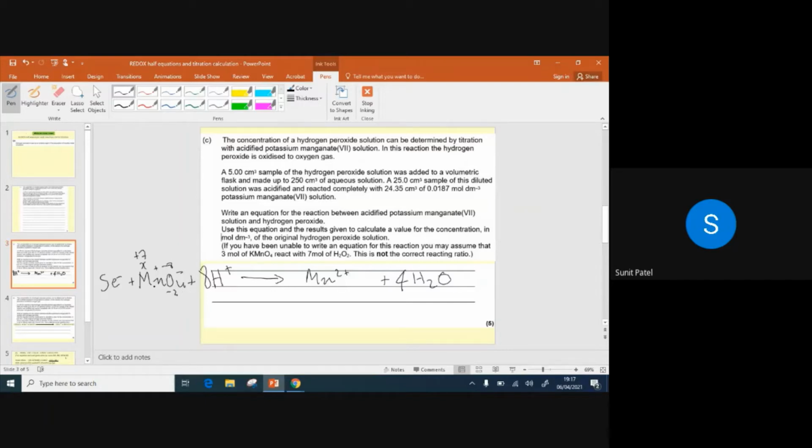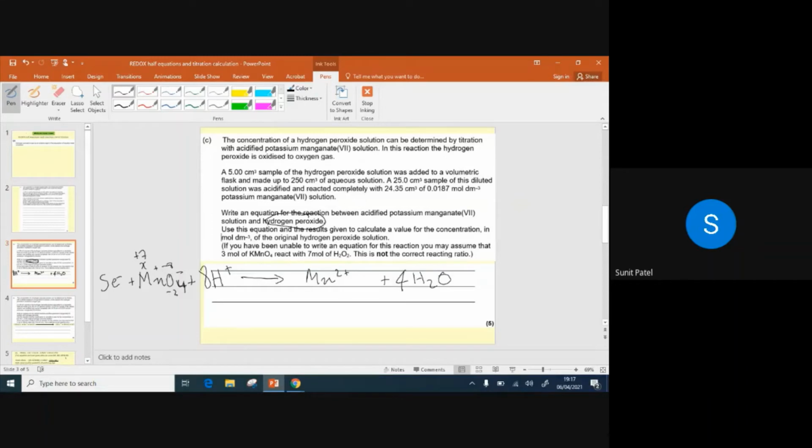So here I've got 1 mole of Mn, here 1 mole of Mn, 4 capital O's here, 4 capital O's here. I've got 8 capital H's here, 8 here. So they're balanced. Overall charge on this side, well, 5 plus minus 1 plus 8 equals plus 2, and on this side, plus 2. So we've got a balanced equation. We've done that check.